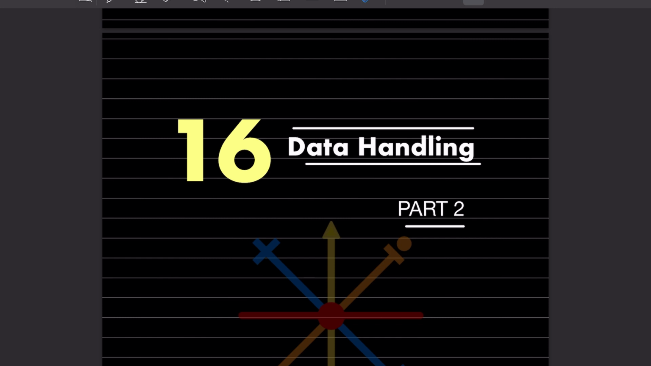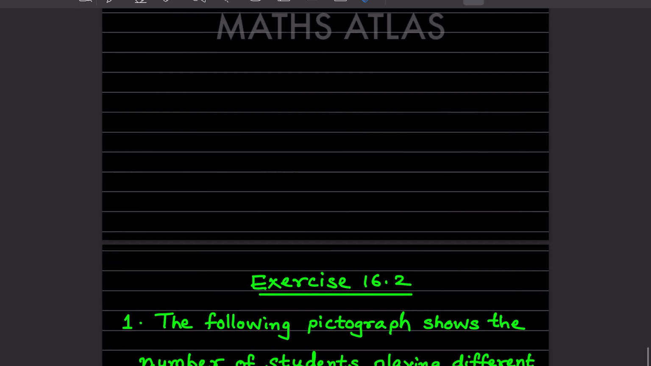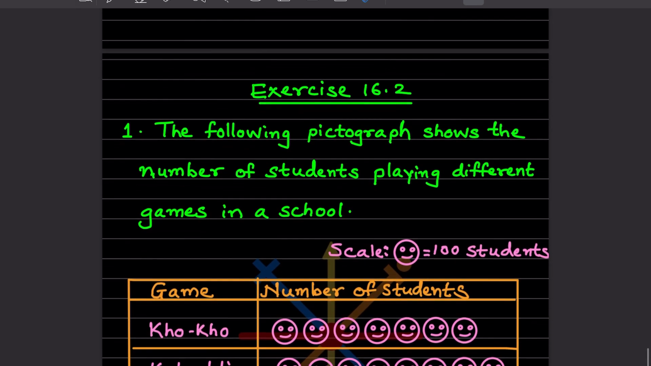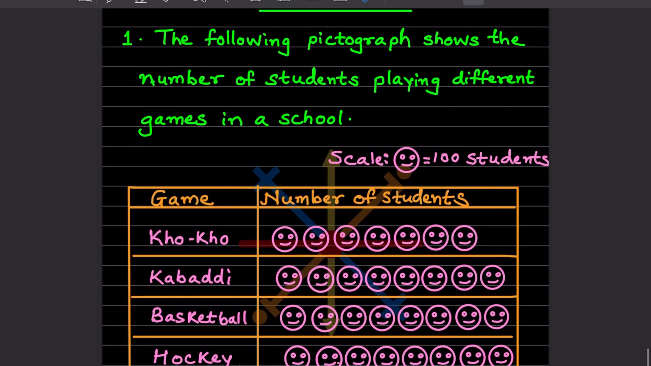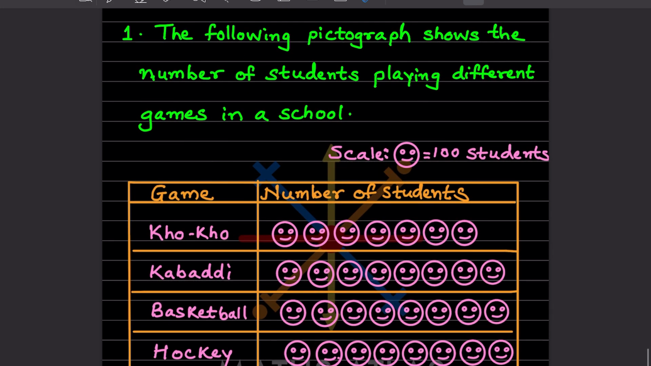So this is the second part of the topic data handling. So let us see the next exercise, that is exercise 6.2. So here what does this say? That the following pictograph shows the number of students playing different games in a school. And the scale is given here. Look at the scale. This is a pictograph, that is, this represents 100 students.